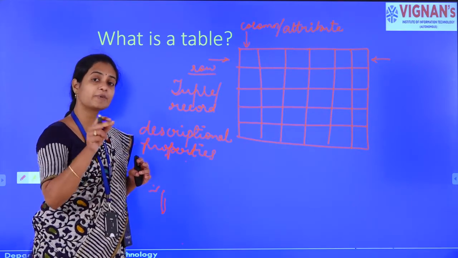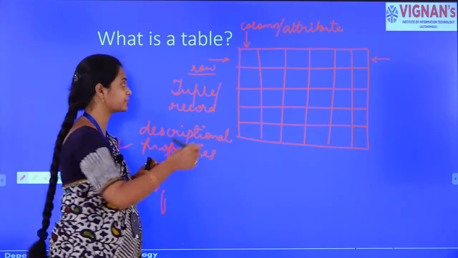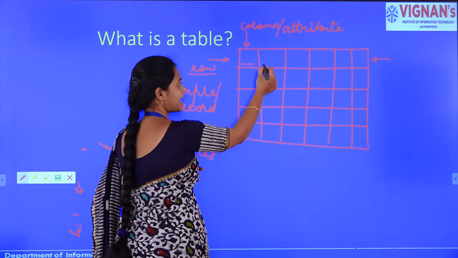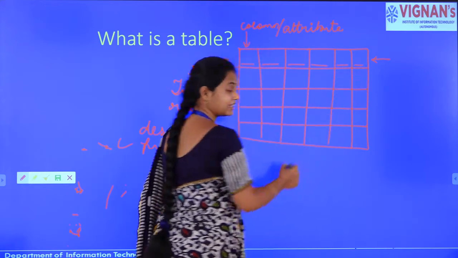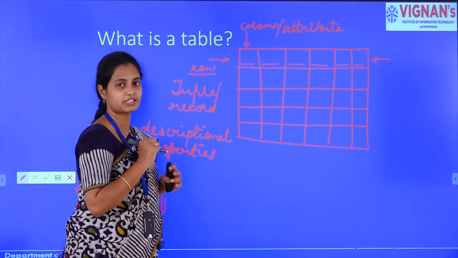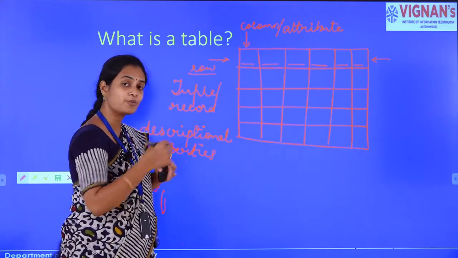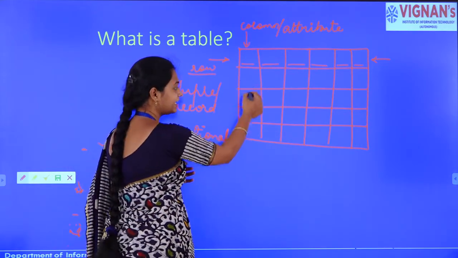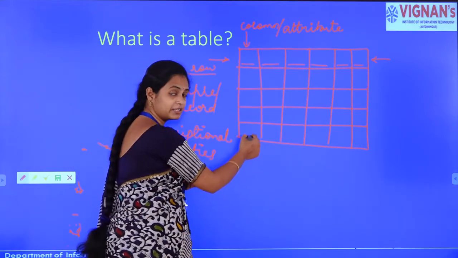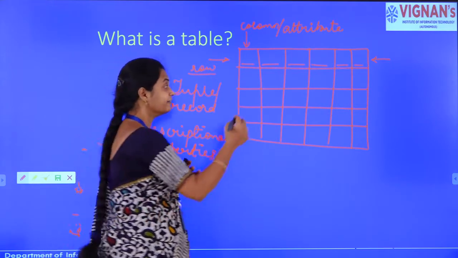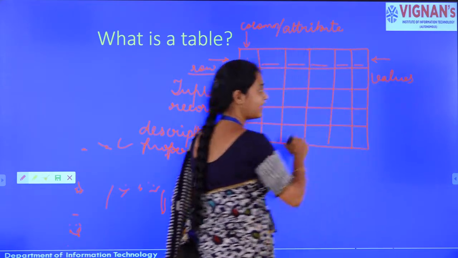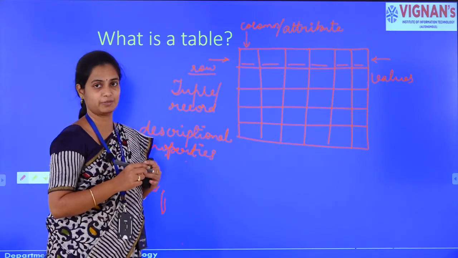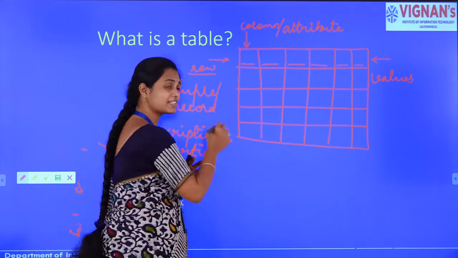Whatever properties we are going to mention, those properties have to be mentioned in the first row of the table. And later, in the later rows or in the later tuples, you need to add values of the attributes. You need to add values to the attributes. So, what is this value?